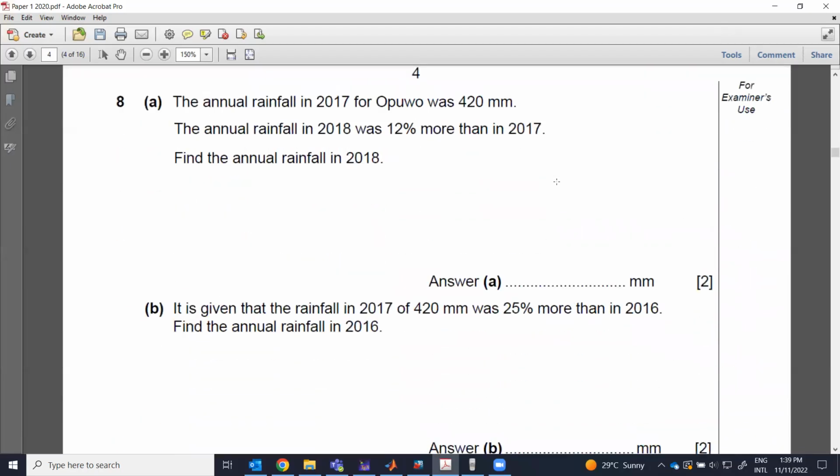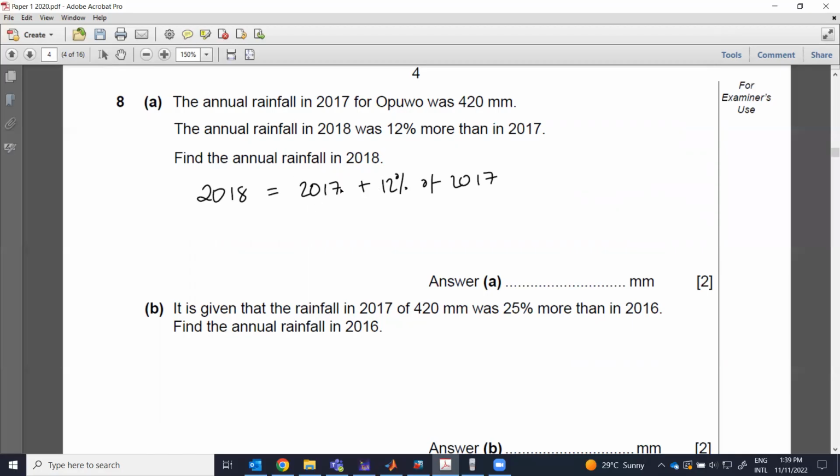Okay, then number 8, the annual rainfall in 2017 for Opuo was 420 millimeters. Then the annual rainfall in 2018 was 12% more than 2017. Find the annual rainfall in 2018. So here we're told that 2018 is 2017 plus 12% of 2017. So it's 12% more.